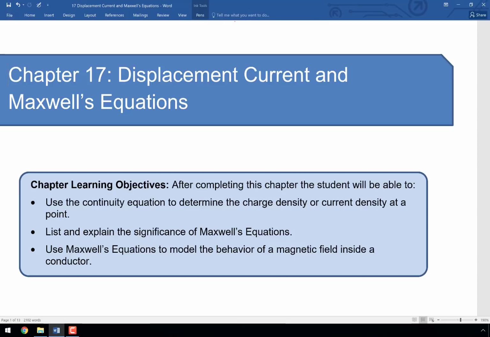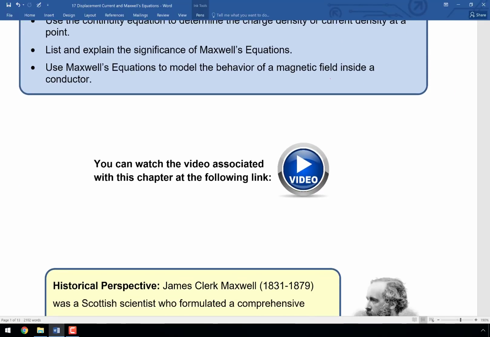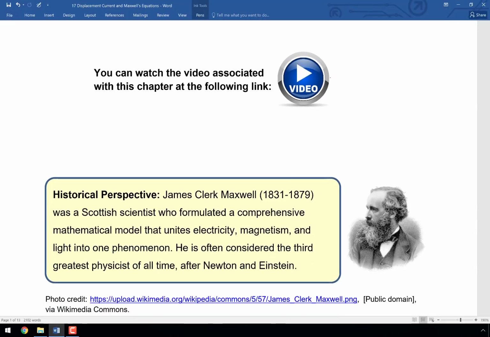We're going to start out today by introducing the concept of the continuity equation. We're going to use that to prove why there needs to be displacement current. We'll add displacement current into Ampere's law, and that will complete the set of Maxwell's equations. Then we'll briefly see an application of Maxwell's equations. It's a relatively long chapter, but I think it's going to move pretty quickly. We only have a few examples, so I think that it should not take too long.